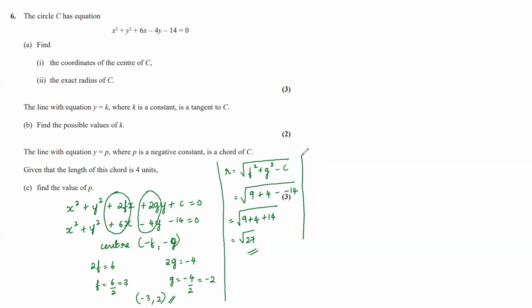Now, after this, we have the B part. Find the line with the equation y is equal to k, where k is a constant, is a tangent to C. Find the possible values of k.